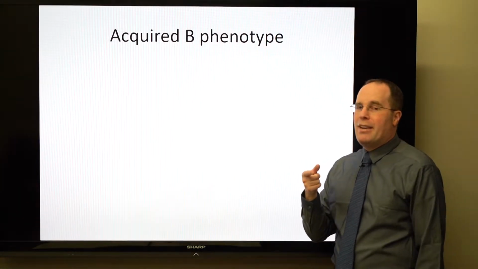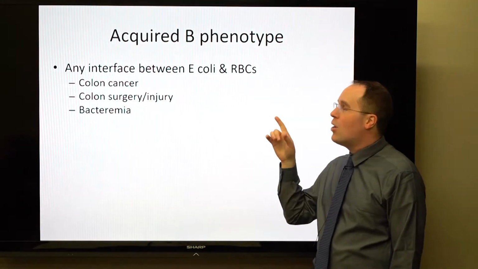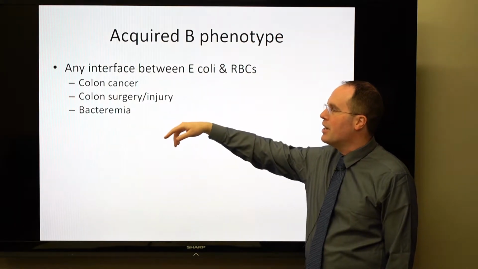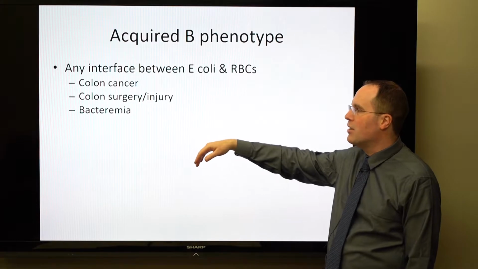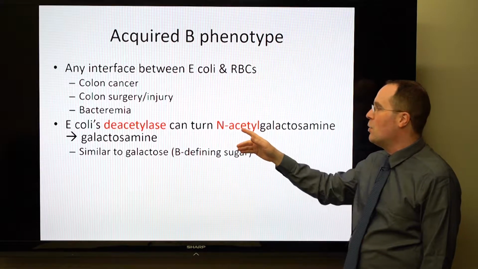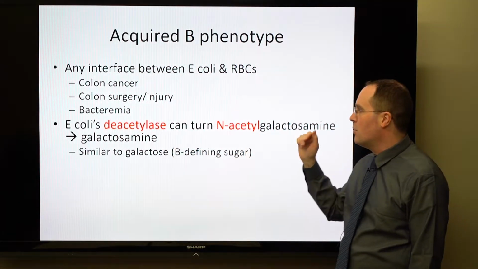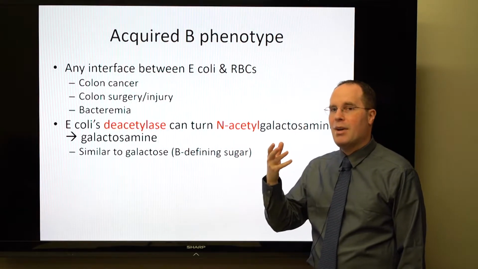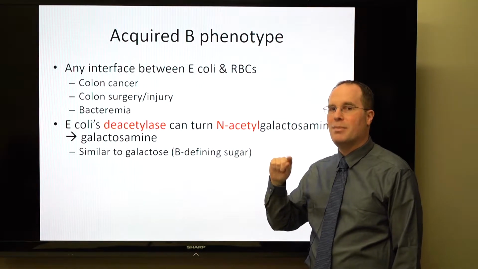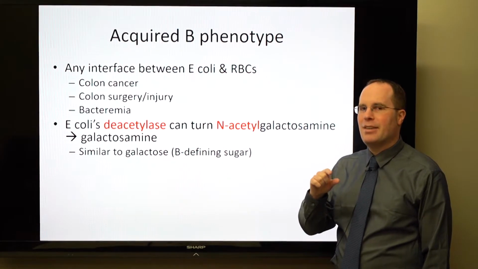And then moving on to acquired B phenotype. This happens when there's any sort of interface between E. coli and red cells. So how does this happen? You could have undergone colon surgery or injury, you could have colon cancer, or bacteremia of any etiology. And how does this happen exactly? Well, the E. coli contains deacetylase, which turns N-acetylgalactosamine into galactosamine. So it removes the acetyl group of the galactosamine of the type A antigen, and that is very similar to galactose. Because remember, galactose was the defining sugar of the B antigen. So you can see how if you use an anti-B typing reagent, there can be some positivity with galactosamine.